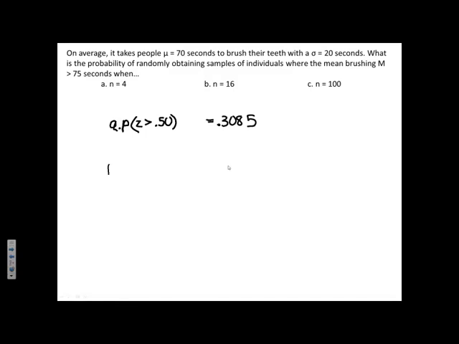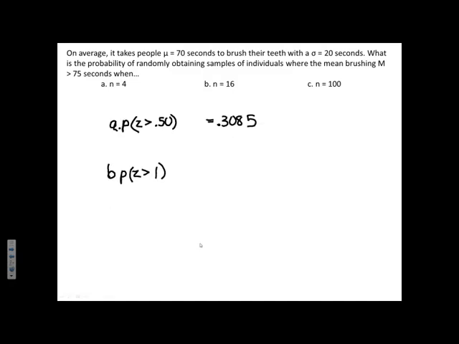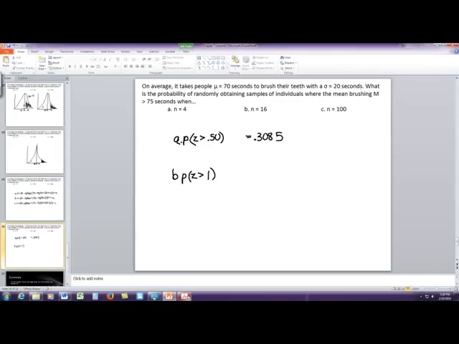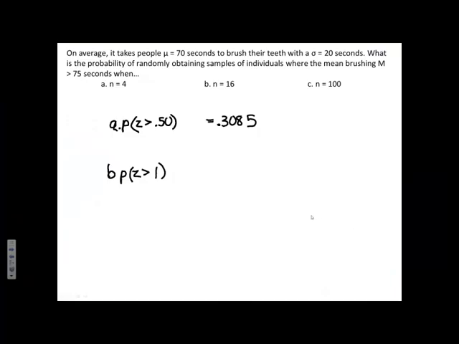All right, part B, probability of a z-score greater than 1. Remember, that's the z-score that we calculated for this mean of 75 from this sample with a sample size of 16 and a standard error of 5. So let's find this z-score of 1 in the table. There it is, proportion of the tail, 0.1587. So the probability equals 0.1587.